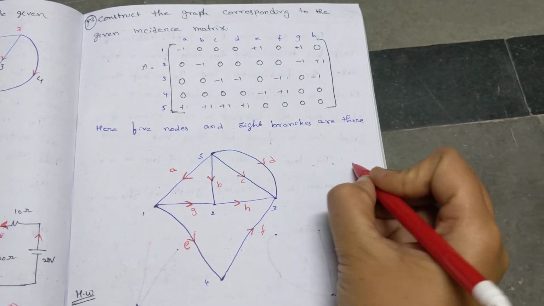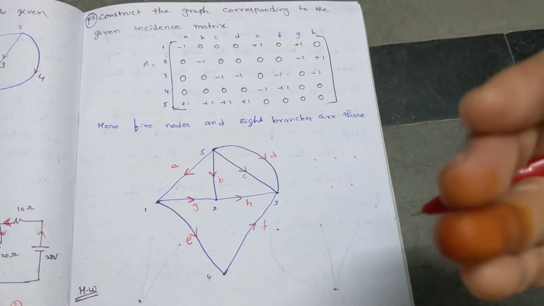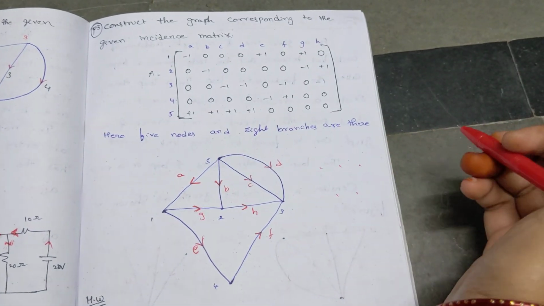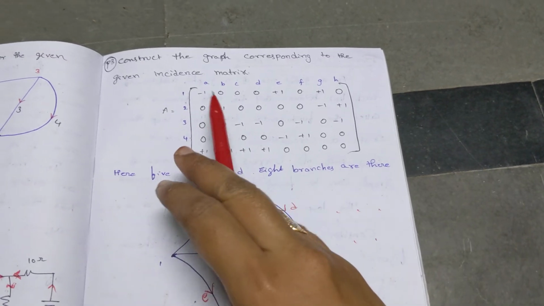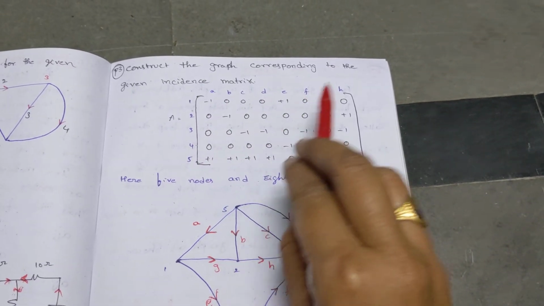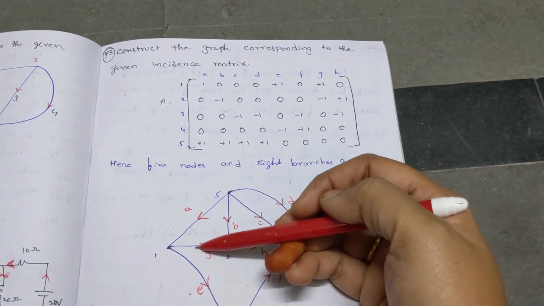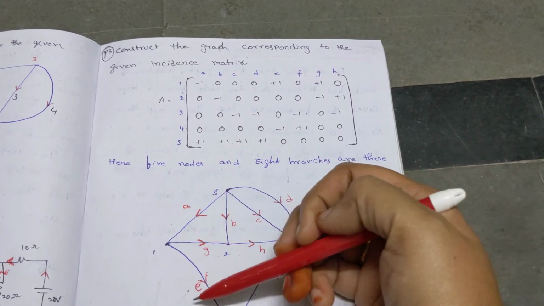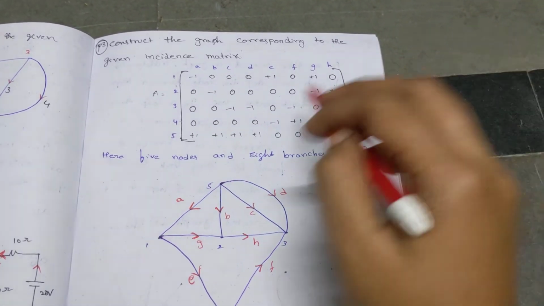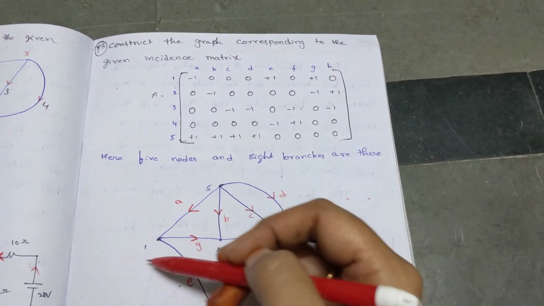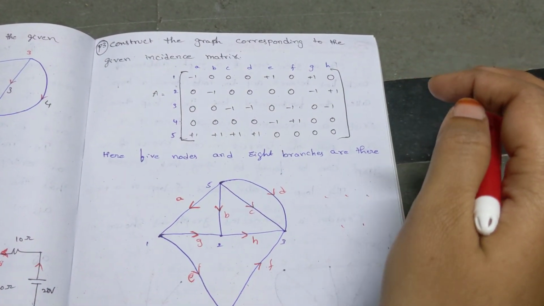Otherwise you may assume all the rest of the nodes in the second part itself, and the way of joining will be different. That's it. Okay, so for the node 1, which branches are available? A, G and E are available. The rest of the branches are nowhere related. So A, G and E are incident at the node 1, and the rest of the elements are not at all there. So I am simply joining those 3 branches.